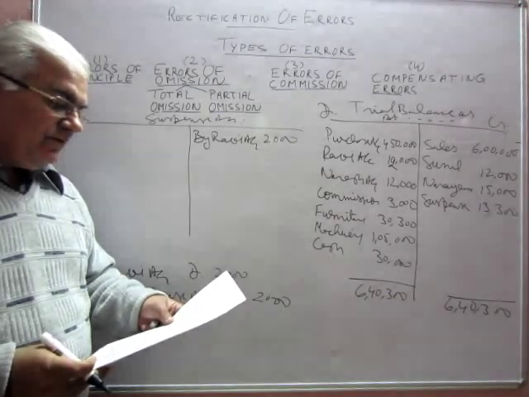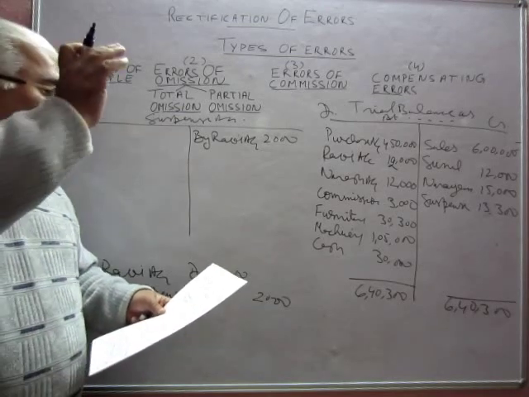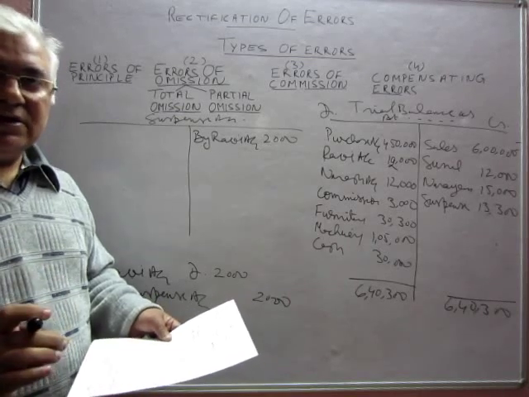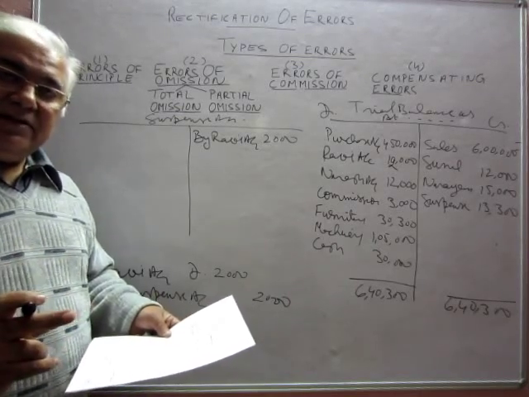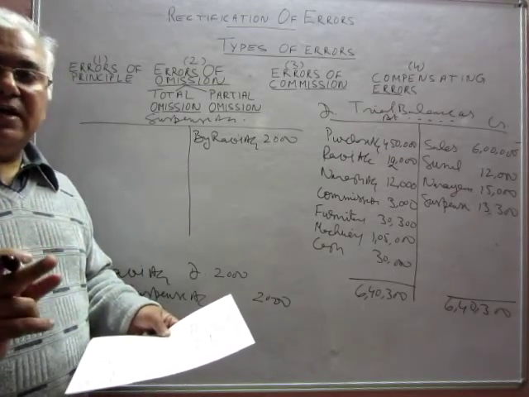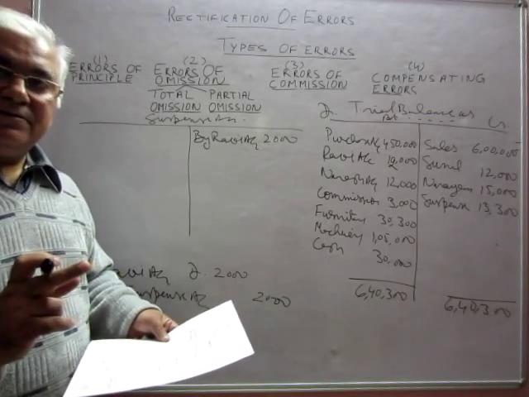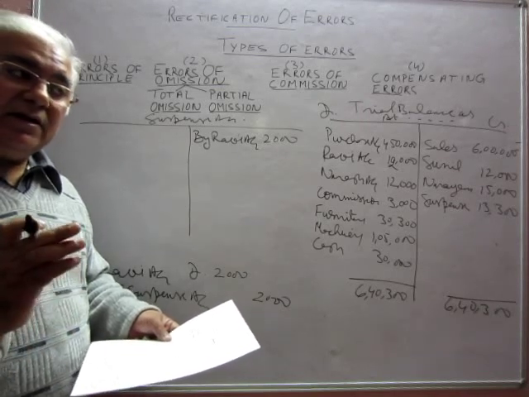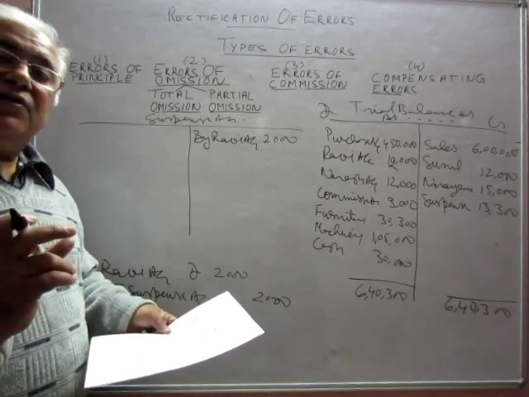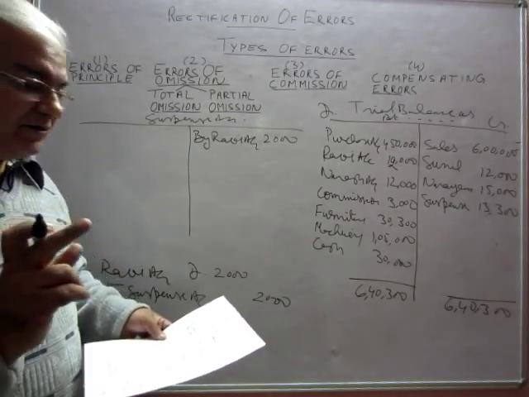Now second is purchase book undercast by 1000. If purchase book is undercast by 1000 rupees, that means it has been totaled less by 1000 rupees. Purchase account is a debit balance and this total has been posted to purchase account, so purchase account has been debited 1000 less. Again, it is an error of commission, that you have wrongly casted your subsidiary book. Hence, here we will debit our purchase account and credit suspense account with 1000 rupees.